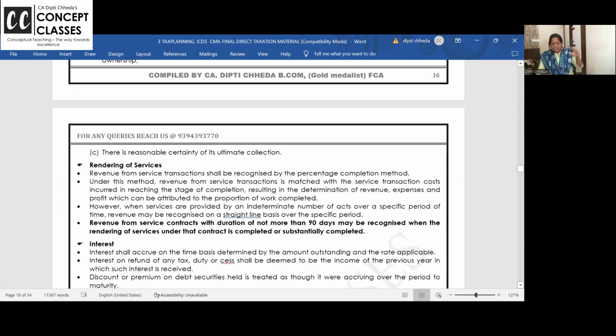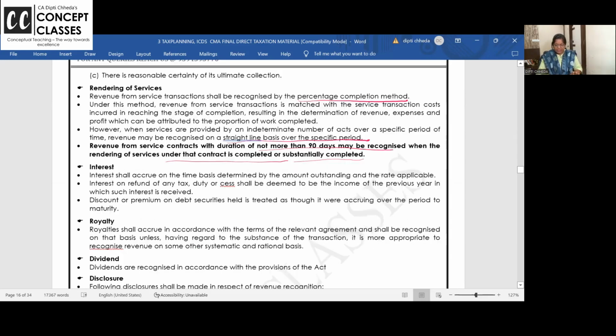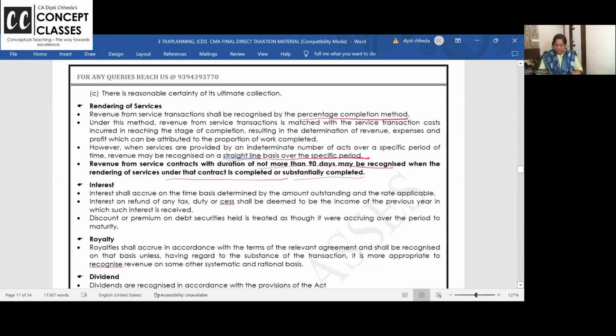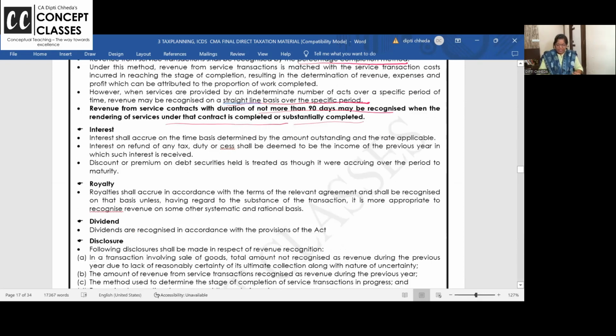While rendering service, compute the income either based on percentage or on straight line basis. And if the period of rendering the services is not more than 90 days, then recognize it as your income only when you complete it. Recognize it as income only when you complete your 90 days. Is this clear? And this is optional. If you want, you can record in stages, but if the contract of service is only 60 days, 35 days, 80 days, like a crash course, then let us complete the coaching and then recognize the income.